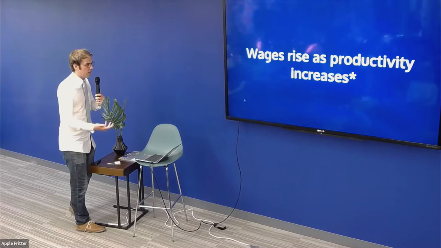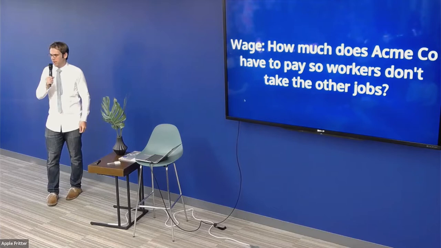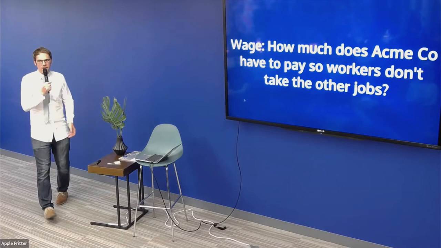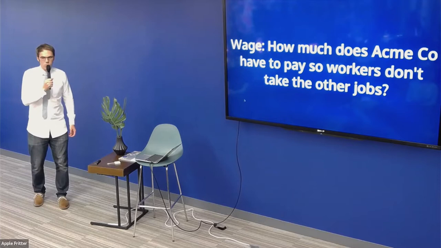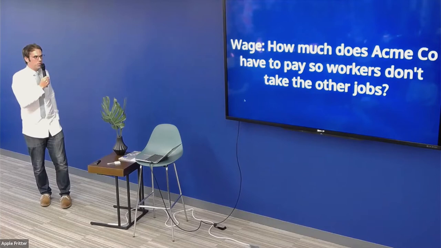This is one way to think about how to determine a wage or a salary. It's not the only way, it's one way. How much does a company have to pay so workers don't take the other jobs? We need people to choose our company over every other company that they could possibly work at, so we need to pay enough for them to do that. That's one way to think about a wage.